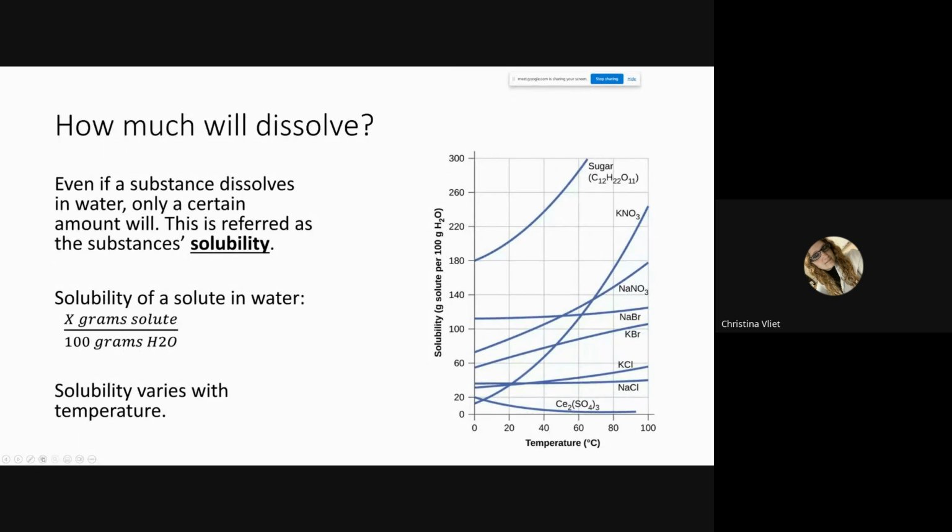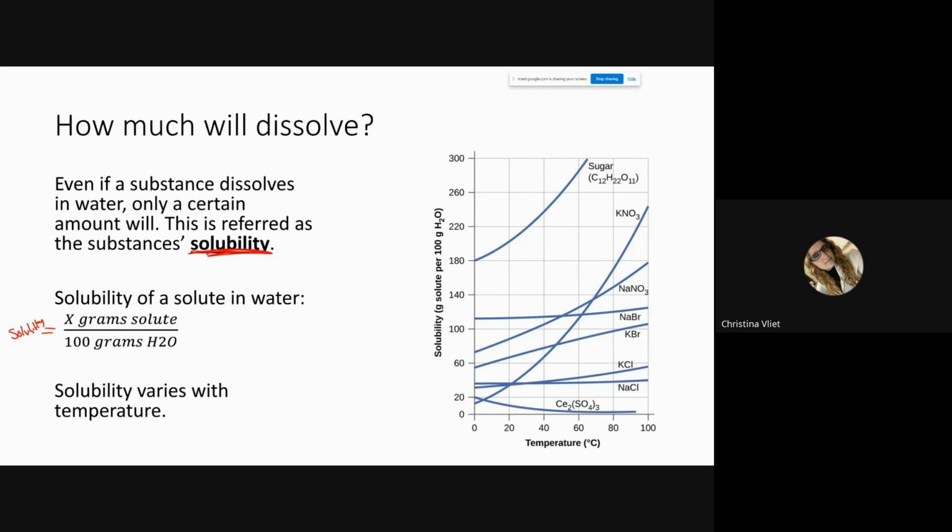Our question is, how much will dissolve? And so what you see here is something called the solubility curve. That's what this graph is. The amount that a substance dissolves in water, we refer to that as the substance's solubility. So solubility is just how much dissolves in water. And there's technically a formula for it. It's X grams of solute for every 100 grams of water. This is what we call the solubility. X grams of solute for 100 grams of water.